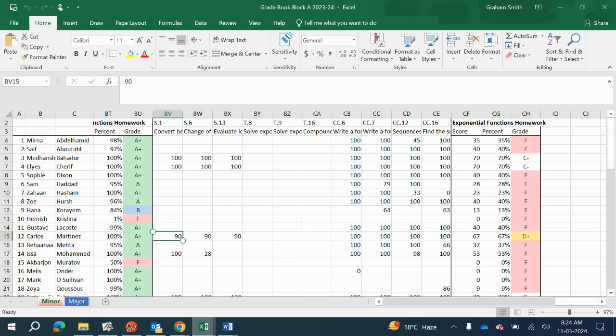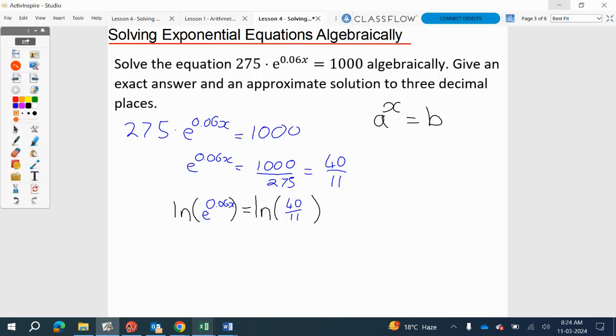Sorry, we have Carlos answering this question. Carlos has done the homework, so now he knows what he's talking about. He says we can use the power property. If we use the power property, we get 0.06x ln e is equal to ln 40 over 11. Thank you, Carlos.